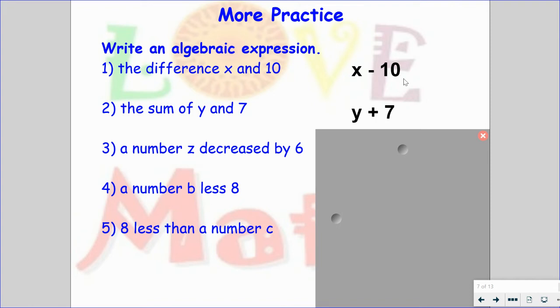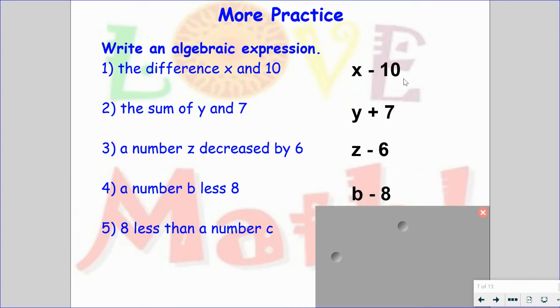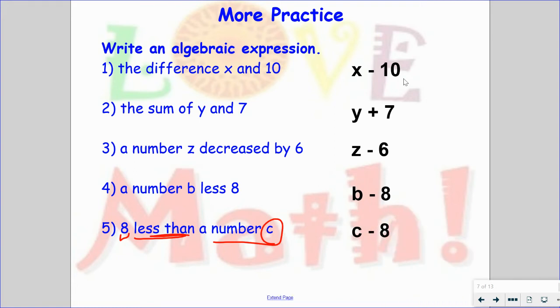Number 3 says we start with the number z, and then we decrease it by 6. Now, please look at the difference between numbers 4 and 5. Number 4, we start with b, and then it goes down by 8. It is 8 less. b less 8. On the other hand, this is 8 less than some number c. Here we start with c and then go down by 8. So there's a big difference in the wording in the order of numbers 4 and 5.